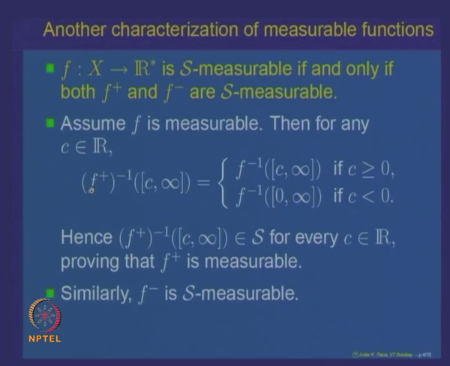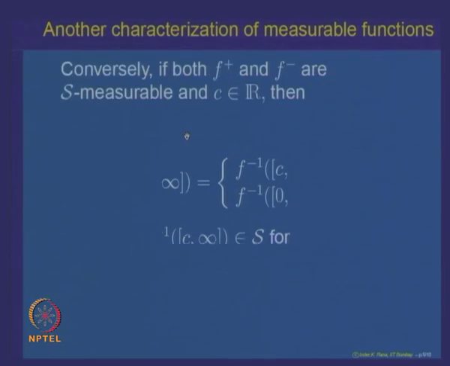So, essentially what we are saying is that the inverse image of the interval c to infinity under f plus can be represented as the inverse image under f of some interval, and since f is measurable, whenever f inverse of an interval is a set in the sigma algebra. So, we have shown that if f is measurable, then f plus and f minus are both measurable. Let us prove the converse part.